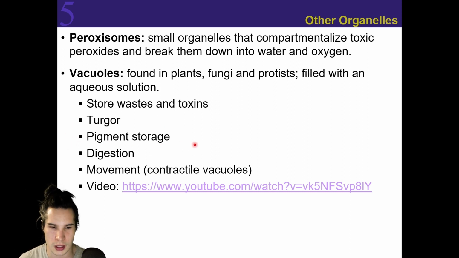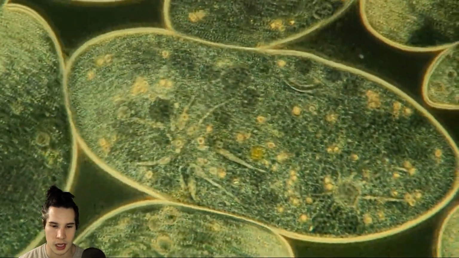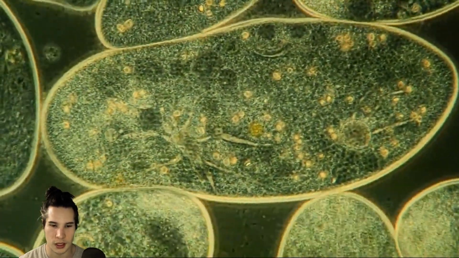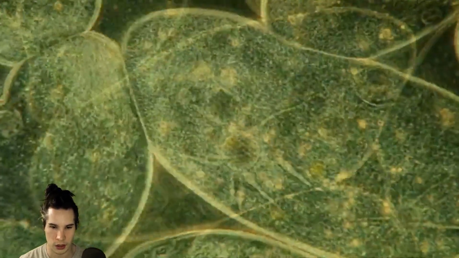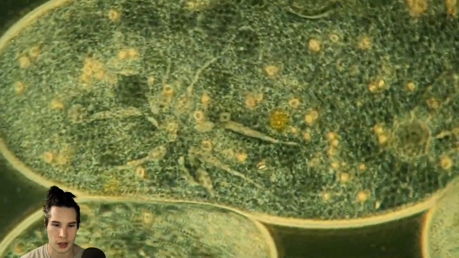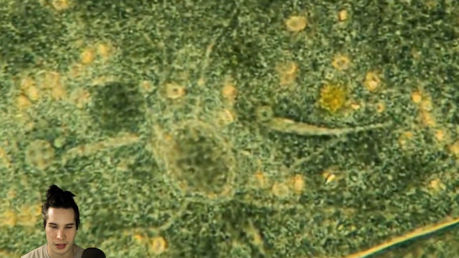You can also store pigment in there. You could also store toxins, if you're a plant that's trying to ward off herbivores. It could also be a site for digestion. And it's also an organelle that can be used for movement in contractile vacuoles, for example. So let's take a look at some contractile vacuoles. As you'll notice, the contractile vacuoles will take up fluid and expel that fluid in order to move the organism. So here we're going to zoom in on a nice contractile vacuole. You see the contractile vacuole? It's very nice. Contractile vacuole.